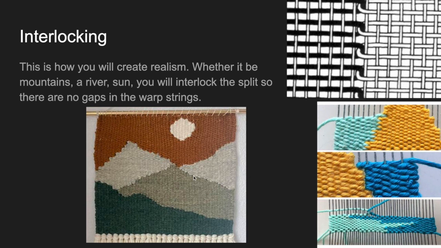Interlocking is how you will create mountains and anything like that. It is where you will join two colors. So essentially what I would do is I would just do a plain weave with my green here, and then I would just kind of skip along and do more over here so that it would get higher. And then when I go in with the brown, I'm going to, as you see here, loop it into the green to interlock the two colors so I don't have any gaps.